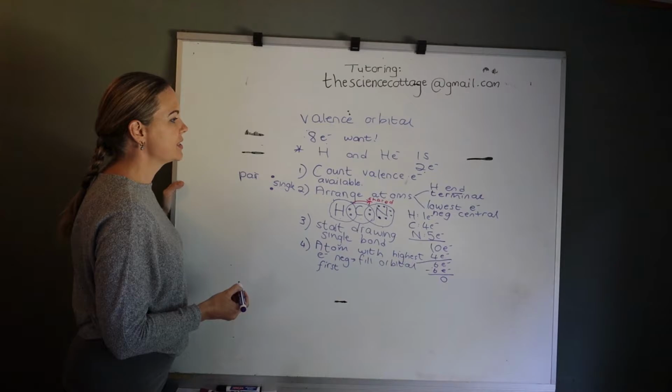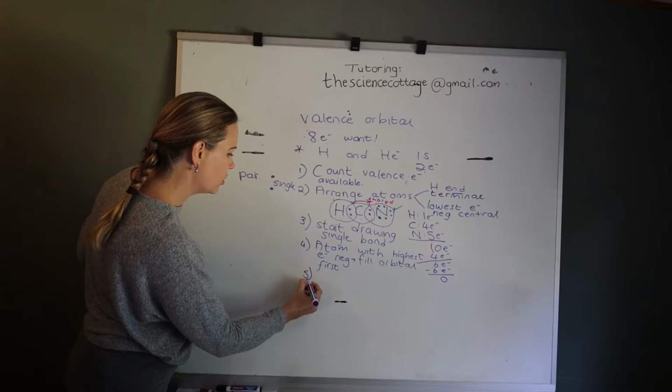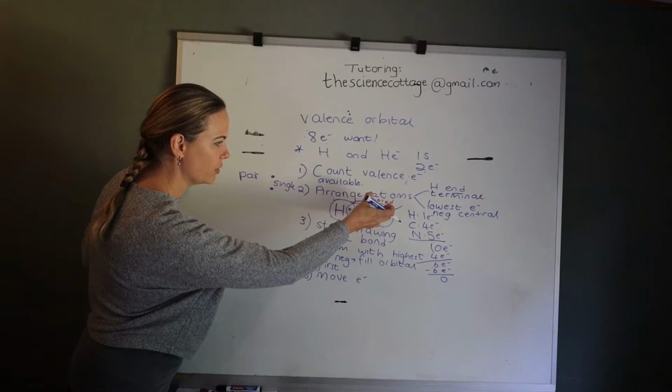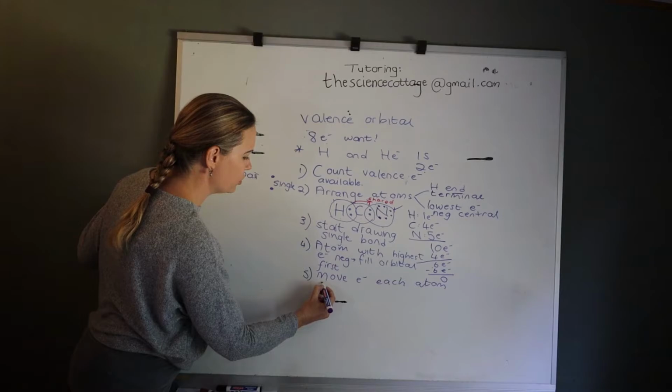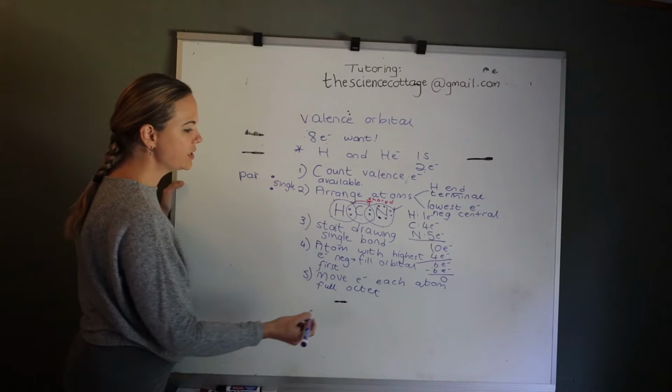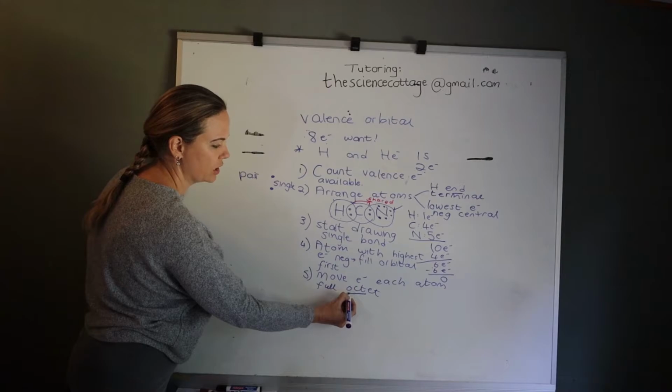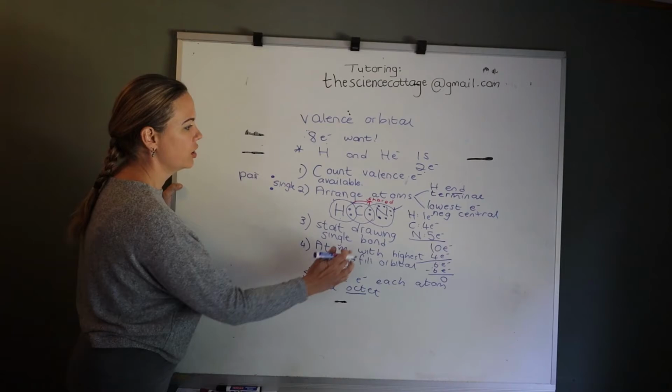Alright, so next we're going to move around the electrons. You'll see what I mean. We're going to move them around so that each atom can have a full octet. An octet means 8 electrons in its valence orbital. Oct stands for 8. Think of an octopus, it's got 8 arms. Octet, 8 electrons.